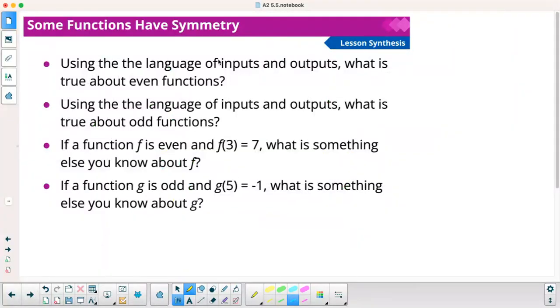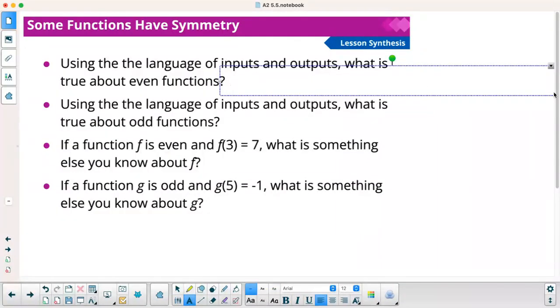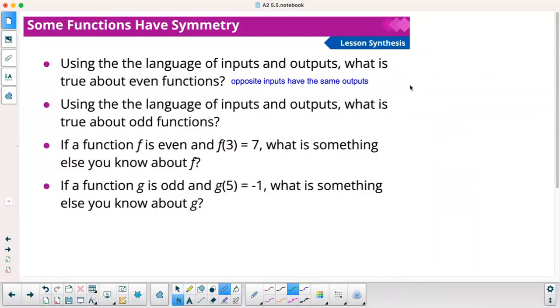All right, using language of inputs and outputs, what's true about even functions? We've already said it. Opposite inputs, instead of x's or y's, have the same outputs. Or in other words, using function notation, f of -x is going to equal f of x. So x's are opposites, but the sign on the outside of the whole function is the same.